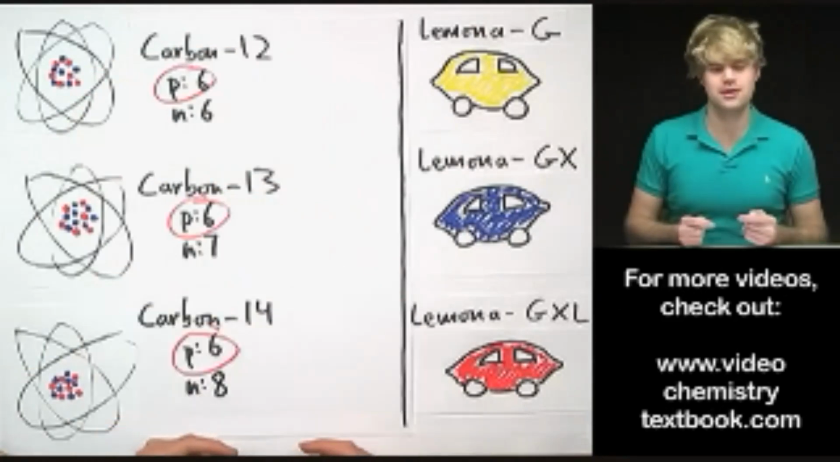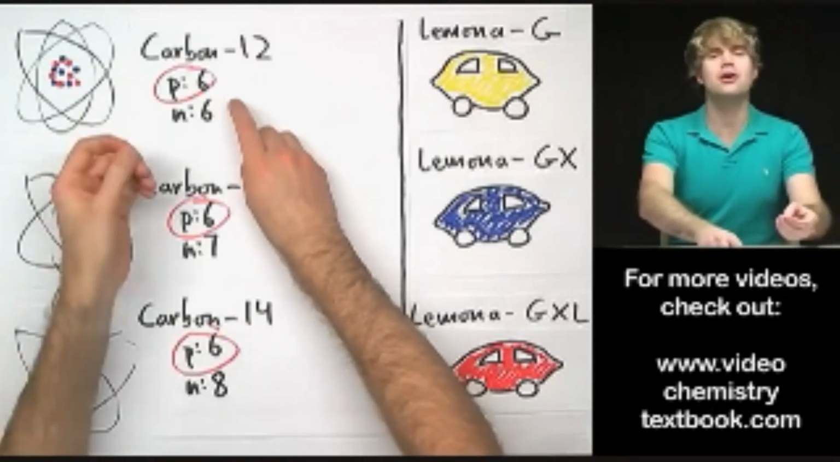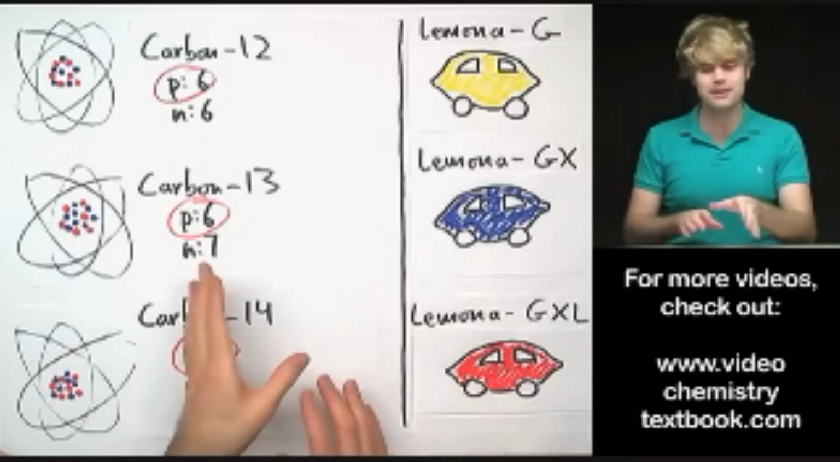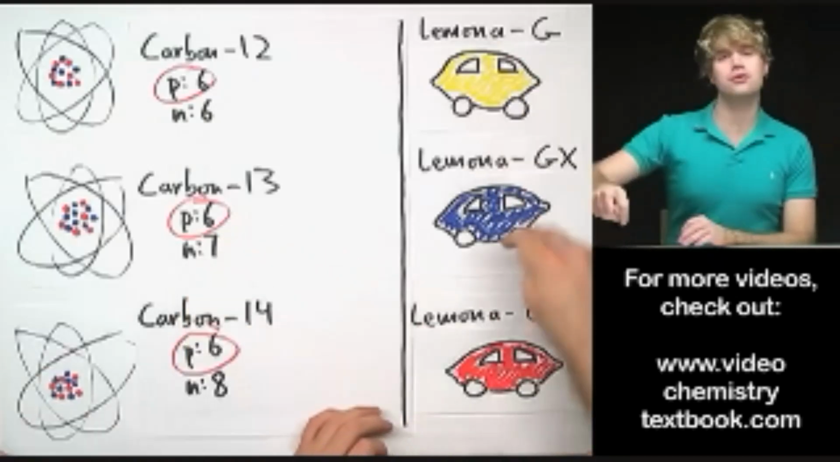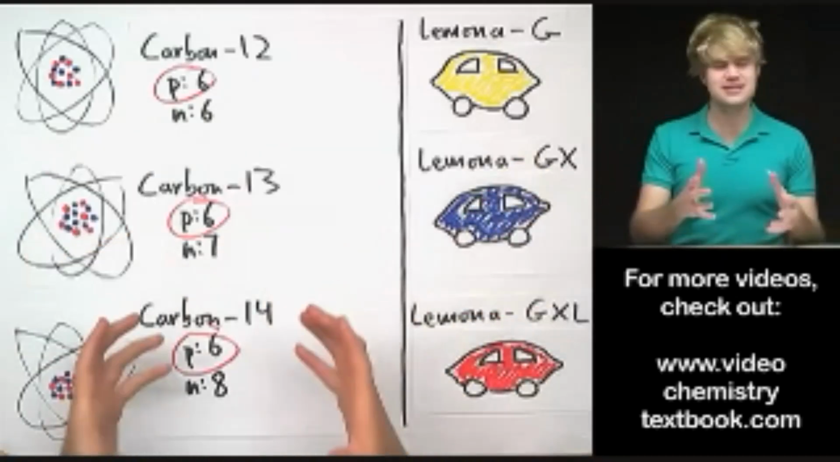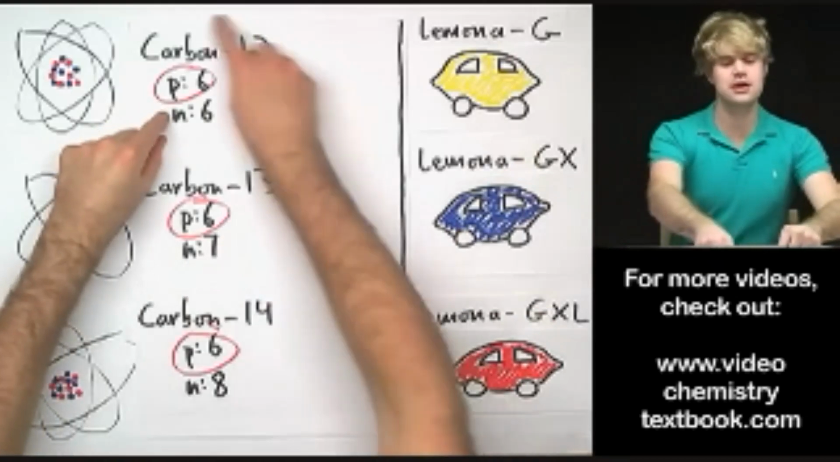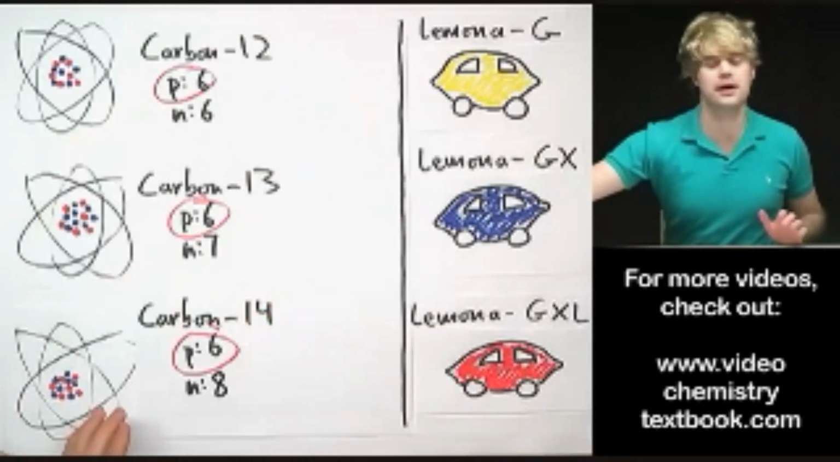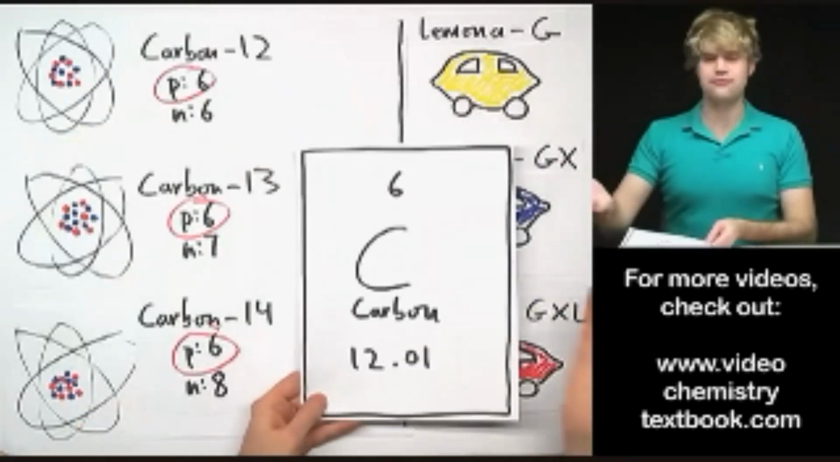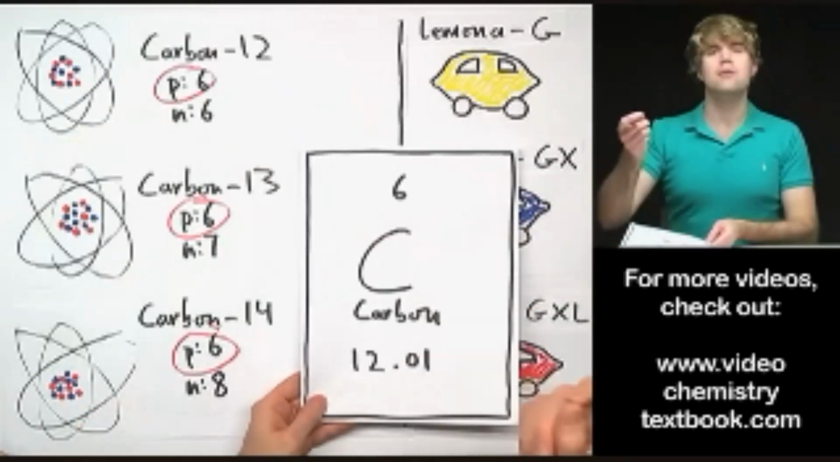So it turns out that it doesn't matter how many neutrons it has. 6 neutrons, 7 neutrons, 8 neutrons, no big deal. It's just like painting the Lamona different colors or adding a radio or a CD player. The neutrons don't matter. It doesn't change the fact that each one of these is a carbon atom. That's because carbon is defined by the fact that it has 6 protons in its nucleus.